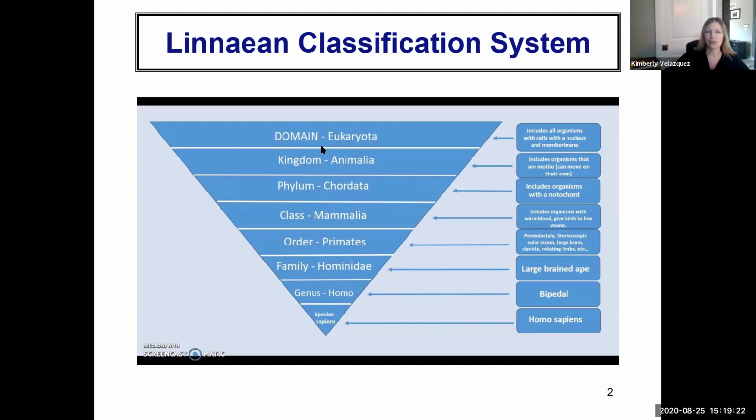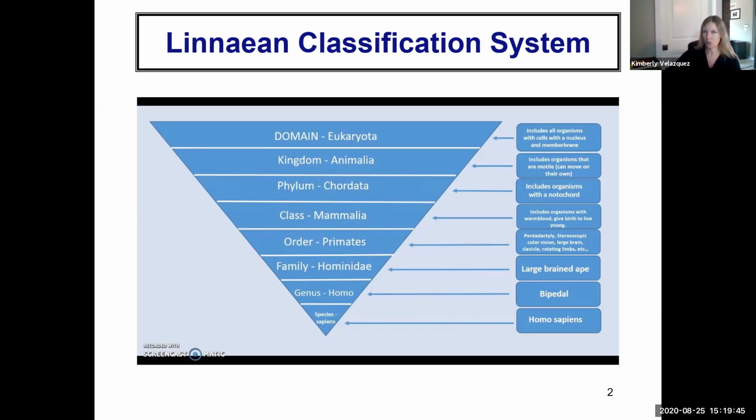And it starts with the most inclusive and goes to the least inclusive. So domain would contain the largest number of organisms, whereas species is the most specific category of organization. And to be the same species, you have to be able to mate and produce fertile offspring, as we said in the previous lecture. So that would be the most specific.